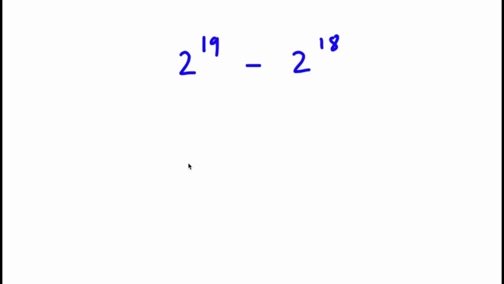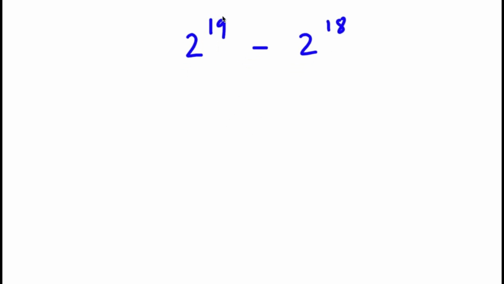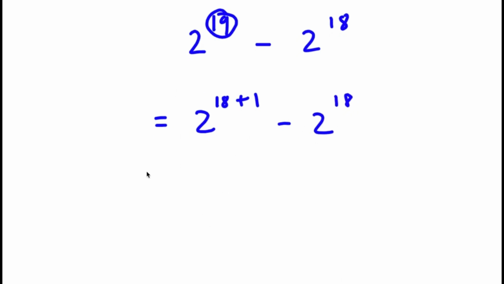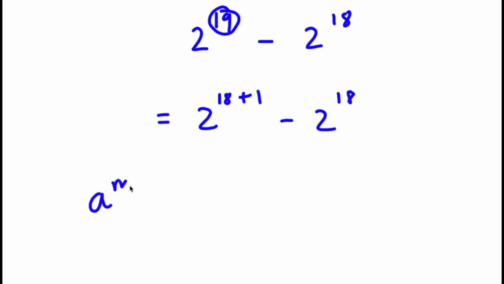Alright, so in this problem, I have 2 to the power of 19 minus 2 to the power of 18. So to solve this problem, I'm going to first start by rewriting 19 here as 18 plus 1. So now I have 2 to the power of 18 plus 1 minus 2 to the power of 18. Now, if I have something in the form a to the power of m plus n, this is simply equal to a to the power of m times a to the power of n.